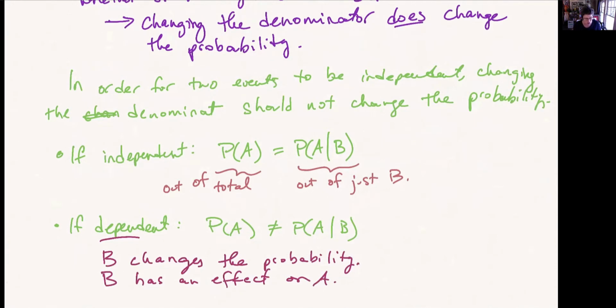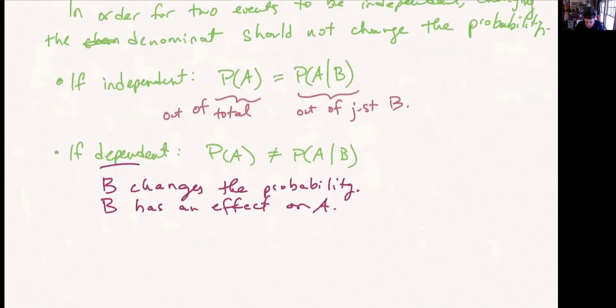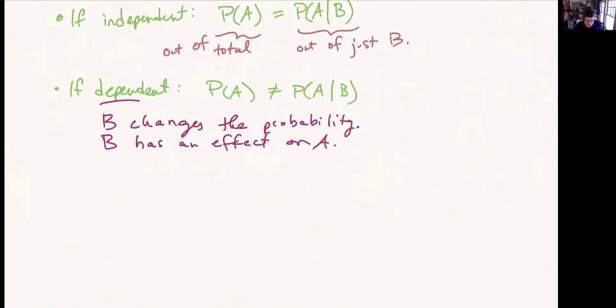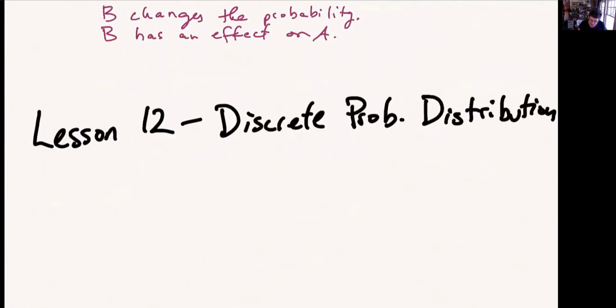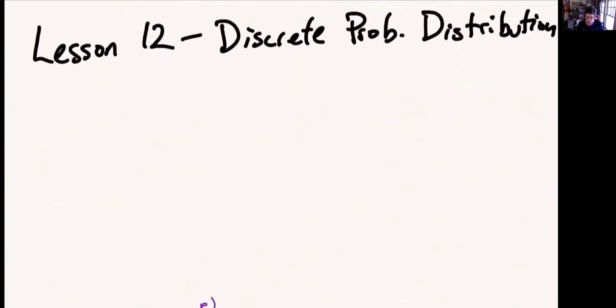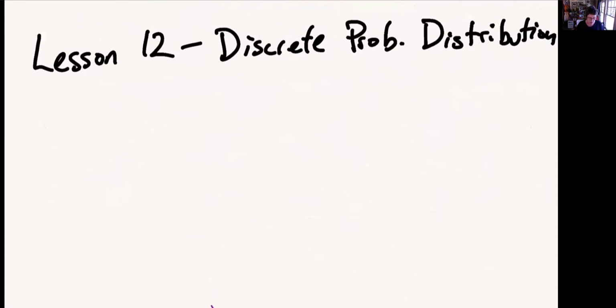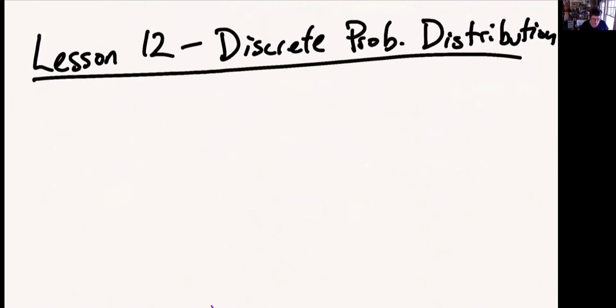Okay, so in lesson 12, we're starting a really different thing. Lessons 10 and 11 are related. In 12, we're changing gears completely. In lesson 12, we're figuring out discrete probability distributions. Discrete probability distributions, remember, are looking at discrete variables. These are distributions of discrete variables.